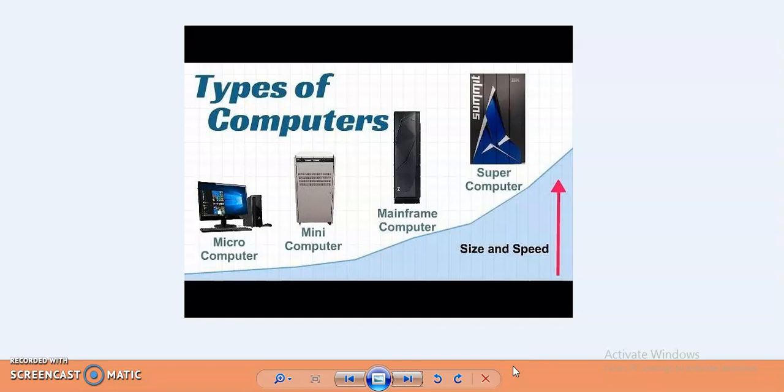Then we have a mainframe computer, used to create bigger workstations and cover a larger area of WAN. And finally we have a supercomputer, which is the fastest computer of all. This categorization is based on size and speed. All right, so let us study.